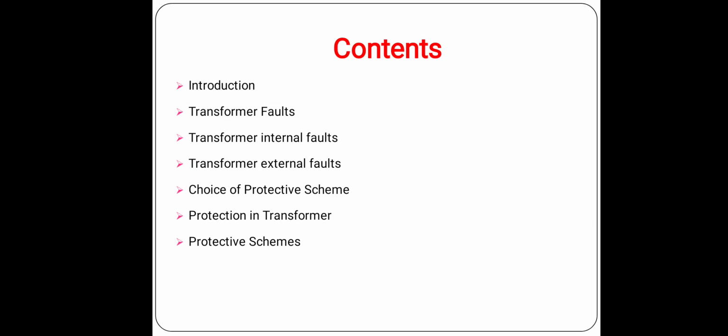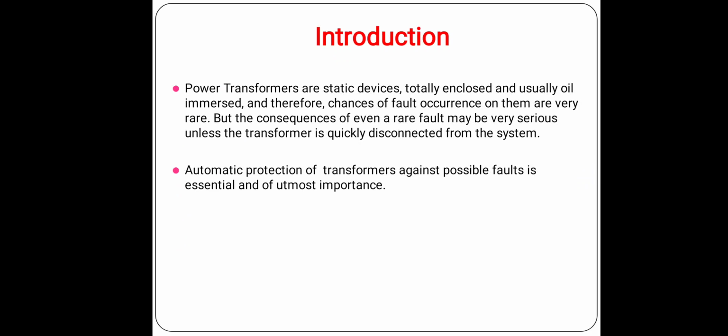So now starting with the introduction, basically the two major items of equipment in a power system are the generators and transformers. Chances of fault occurrence on them are very rare as compared to on lines, but the damage caused by the faults usually takes much more time and money to repair than are required to repair the damage caused by the faults on the lines.